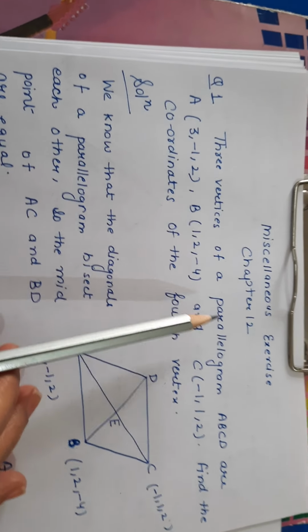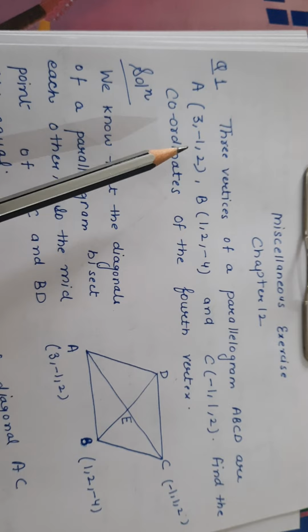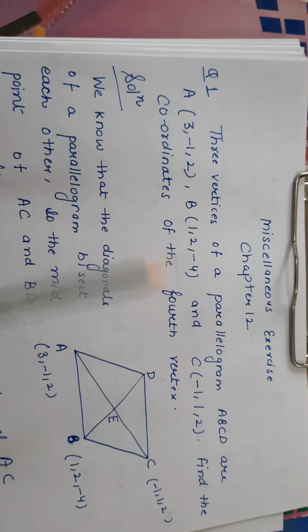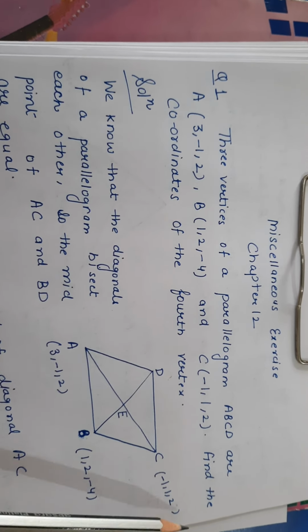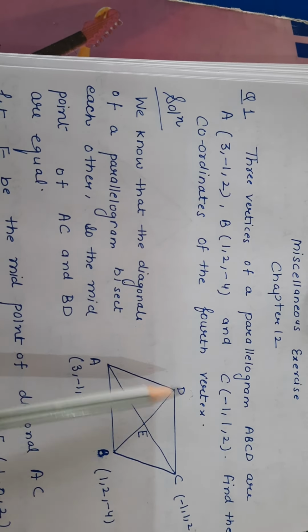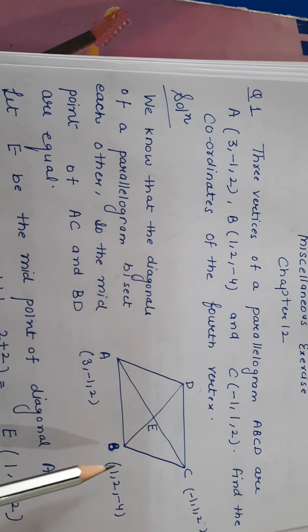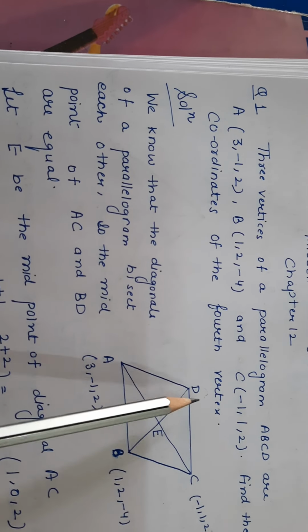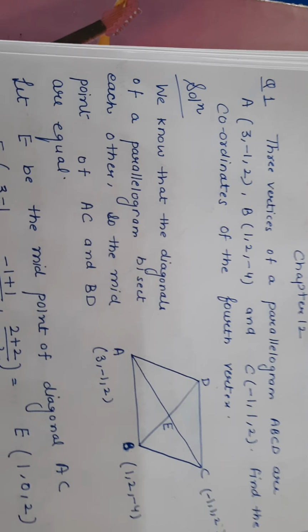Now the miscellaneous exercise of this chapter. Question number 1. The 3 vertices of parallelogram ABCD are given. Find the coordinates of the fourth vertex. Let this be your parallelogram ABCD. You have been given the vertices A, B and C. You need to find the coordinates of D.